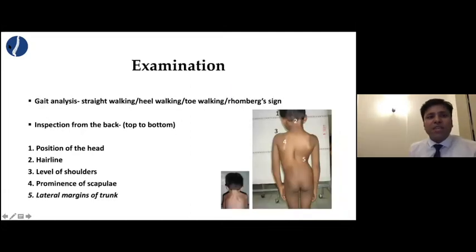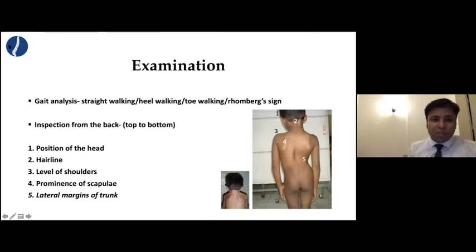Now, starting off with the examination, we start with the gait analysis. Ask the patient to straight walk, heel walk, toe walk, check for the Romberg sign. A Romberg sign will uncover any loss of balance that might be occurring because of underlying syringomyelia or a spinal cord tumor.